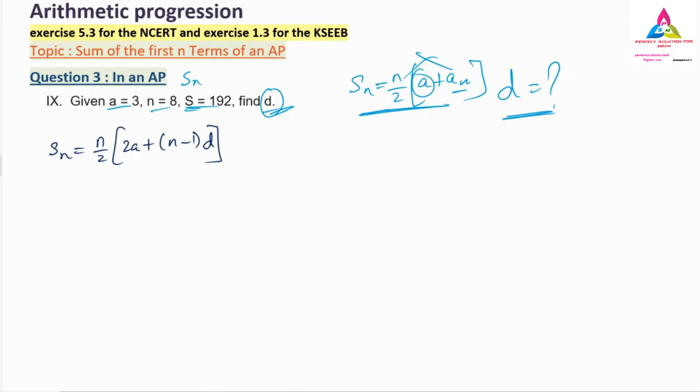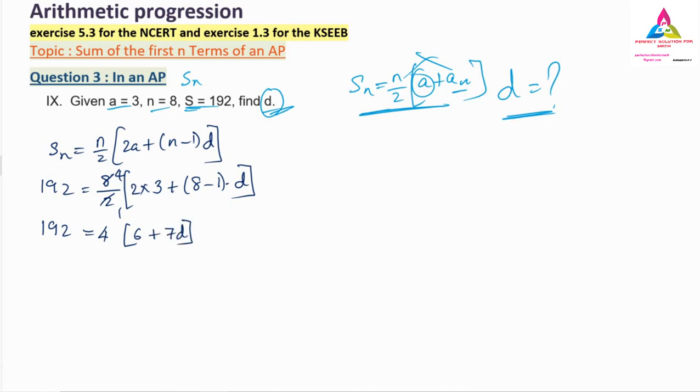The Sn value they have given is 192, that we can write down directly, and the n value is also given, that is 8, divided by 2, into 2 into a value, that is 3, plus n value already given 8, minus 1, into d value, which is not given. So this is what we have to write down. So 2 ones are 2, 2 fours are 8. So 192 is left over here. So next, 192 is equal to 4 into, then we have 2 threes are 6, plus 8 minus 1 is 7, into d.